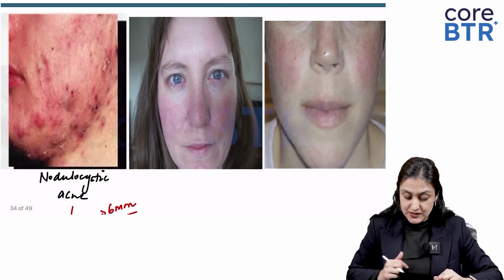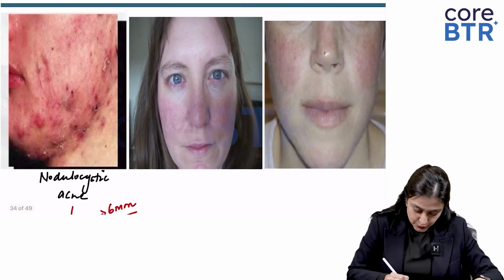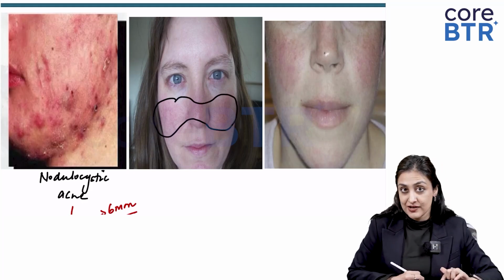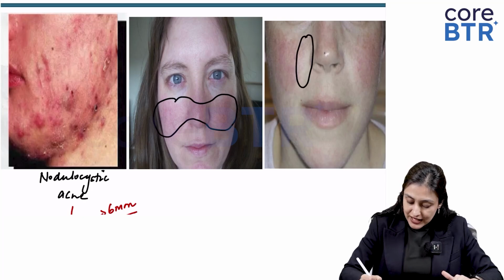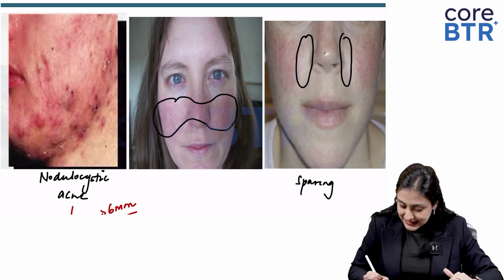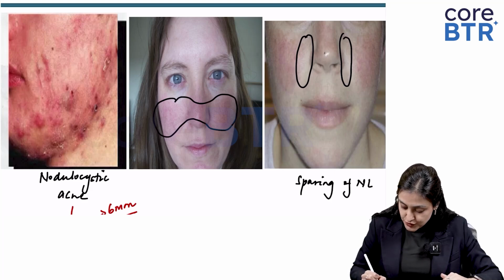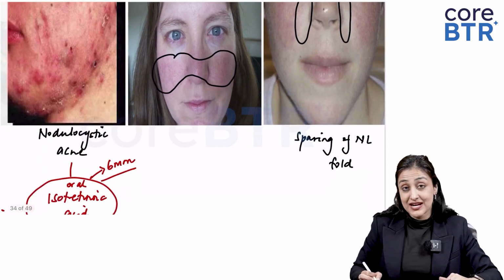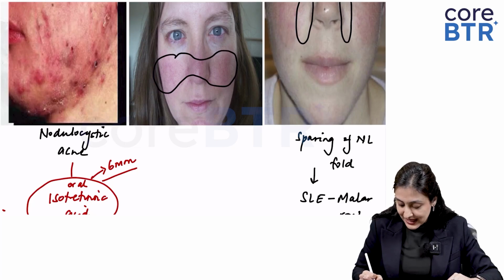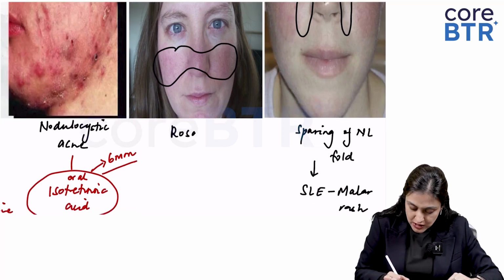The second DD is rosacea, right? So there are two females here. Who has rosacea? This one. So here now you have one more DD at play, which is a malar rash. A true malar rash, butterfly rash, is going to have sparing of the nasolabial folds. So you can see the nasolabial folds are spared here. This is the SLE malar rash or a butterfly rash, whereas this is rosacea.